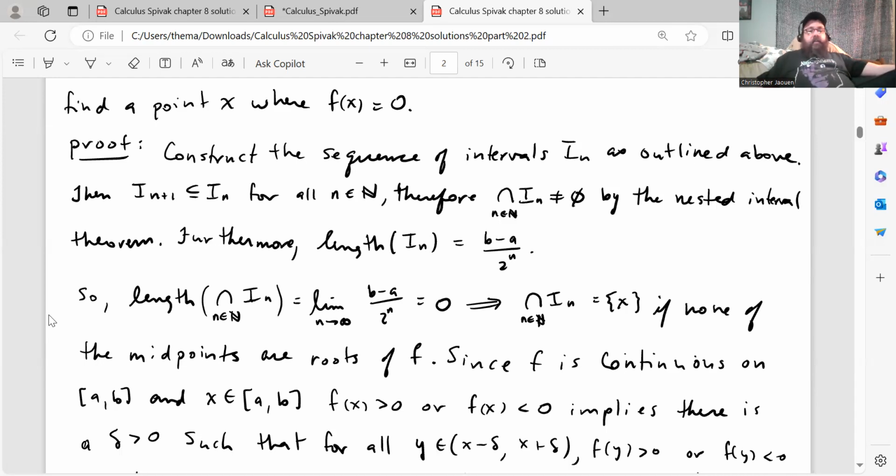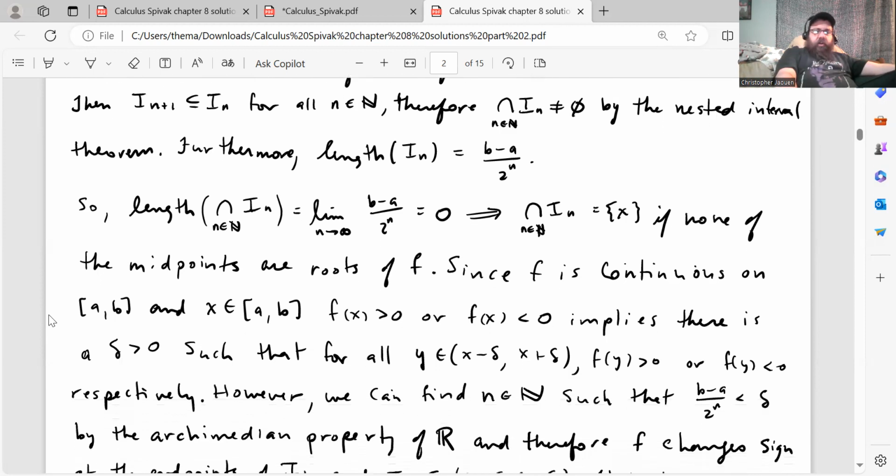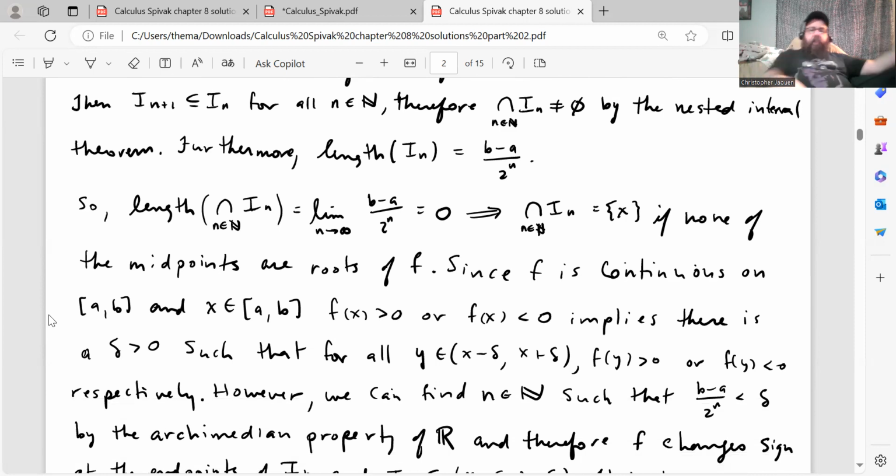That means that the length of the intersection of all the I_n is the limit as n goes to infinity of (b minus a) over 2^n, which is equal to 0. That implies that the intersection has to contain a single point, right? That follows if none of the midpoints are roots of f. If they are, then you're done, right? So here I'm just assuming that none of the midpoints are roots of f.